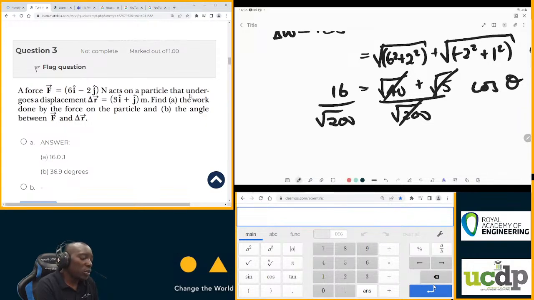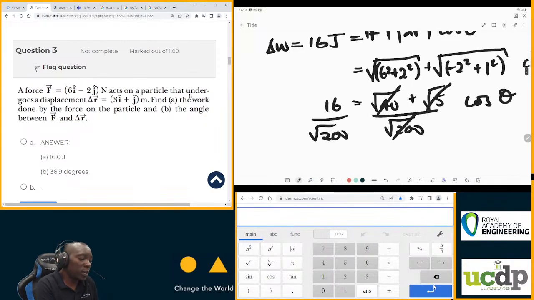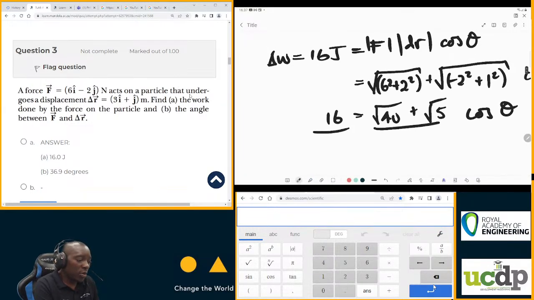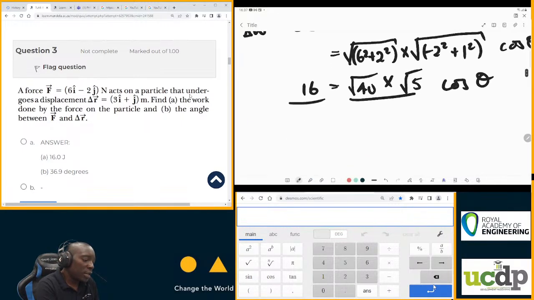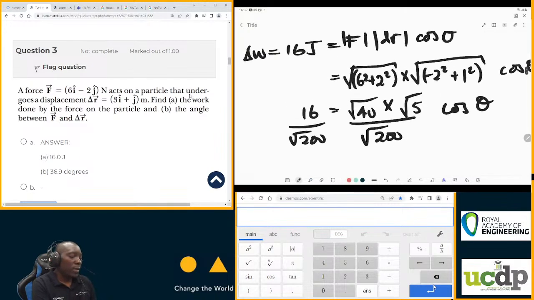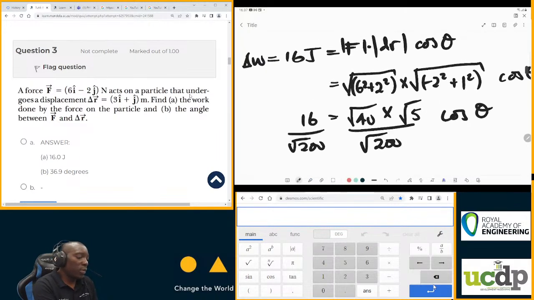So this is the same as root 200. Root 40, is it plus? What did I do here? No, they're not multiplying. That's not acceptable. Hold on. Root 40. Yeah, they're multiplying. Why did I put plus? So this is times, and this is root 200. I don't know where that plus came from. So they're multiplying: the magnitude of F multiplied by the magnitude of dr times cos theta.